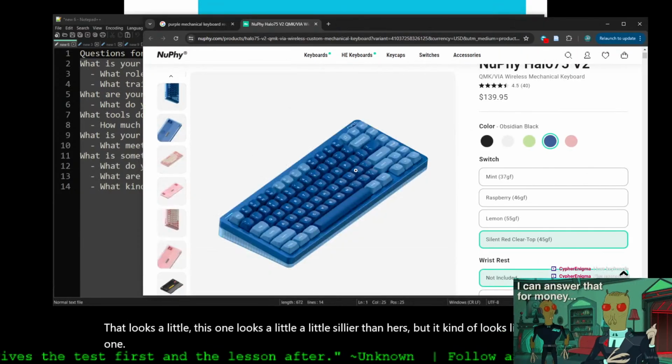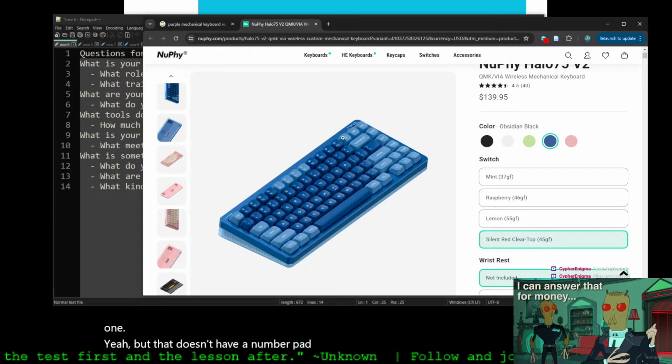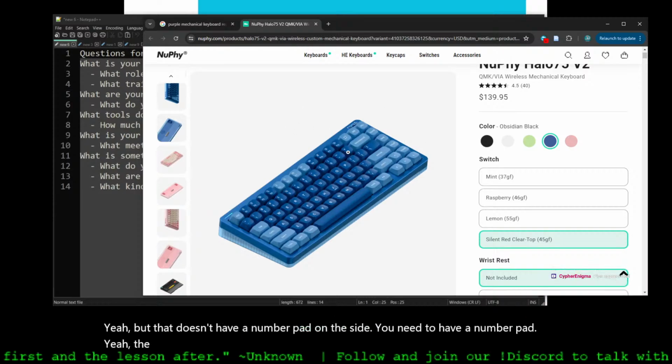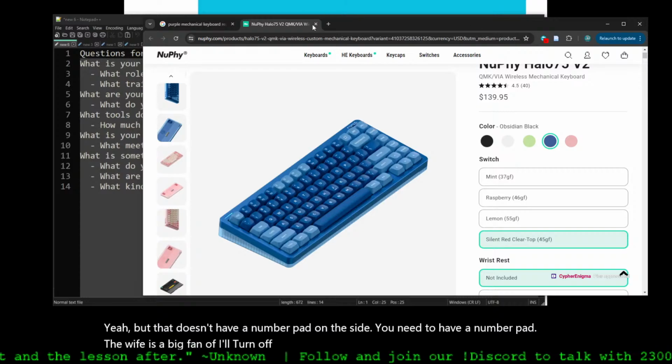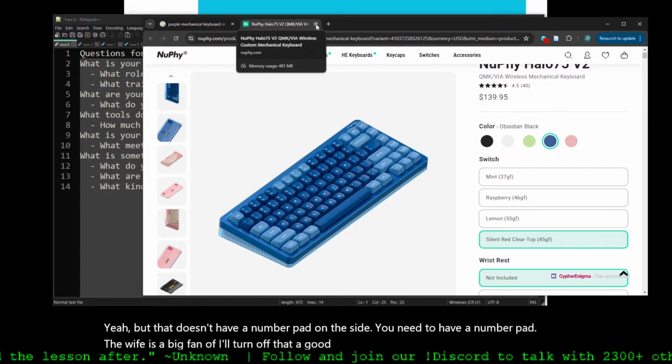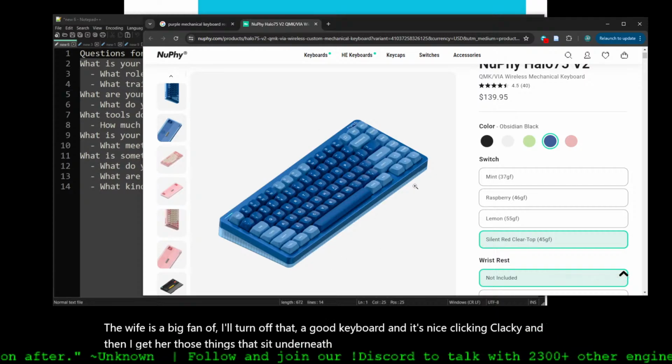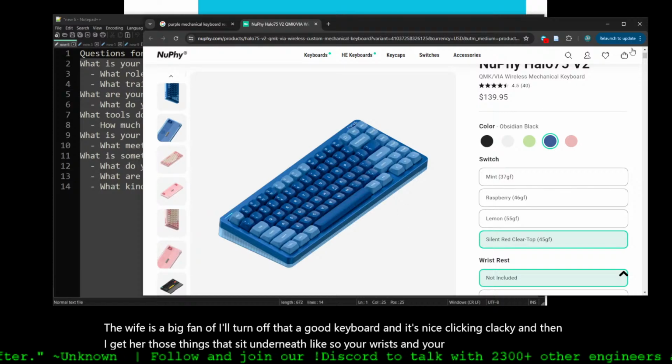Oh yeah, but that doesn't have a number pad on the side. Oh, you need to have a number pad. Oh yeah, the wife is a big fan of a good keyboard, and it's nice, click and clacky. And then I get her those things that sit underneath, so your wrists and everything feel real nice and feel real good. Yeah, that's been real nice.